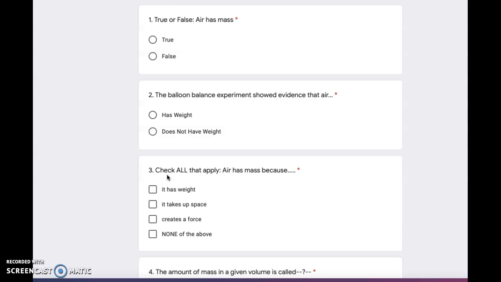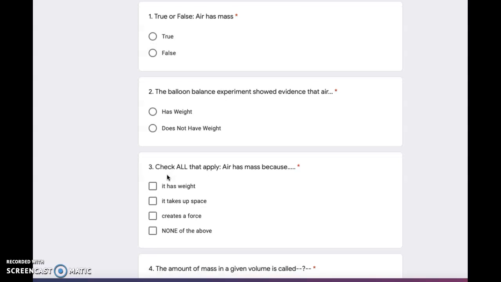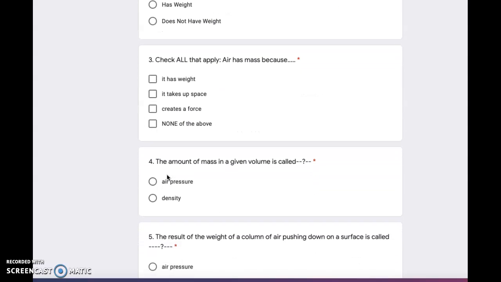Number 3. Check all that apply. Air has mass because it has weight, it takes up space, creates a force, or none of the above. Number 4. The amount of mass in a given volume is called air pressure or density.